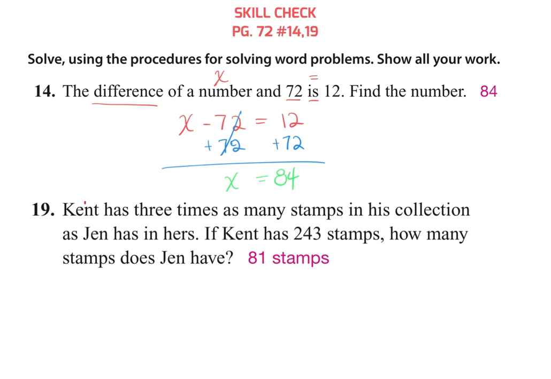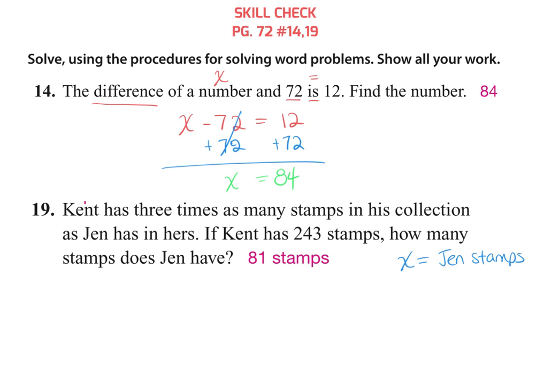The next one: Kent has 3 times as many stamps in his collection as Jen has in hers. If Kent has 243 stamps, how many stamps does Jen have? What do we not know? That's what we're going to make our variable. Our variable is going to represent the number of stamps that Jen has.